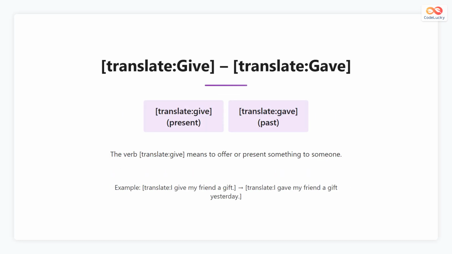The verb give means to offer or present something to someone. Its past form is gave. For example, I give my friend a gift, becomes I gave my friend a gift yesterday. The action of giving is already completed. Another example is they give their time to help others, becomes they gave their time to help others. The word gave always shows an action that is done in the past.